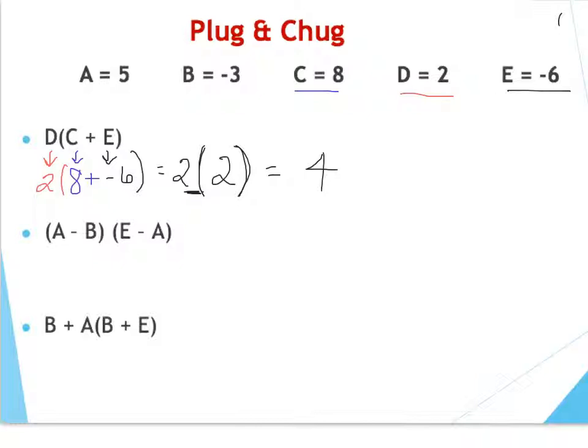Alright, so let's go over this second problem. I'm going to plug in my numbers for each letter. I see that A is 5, so this problem is now going to become 5 minus B, which is -3. Close my parentheses. My second parentheses should be -6, because that's what E is, minus A again, which is 5. Here I've got a lot of integers going on.